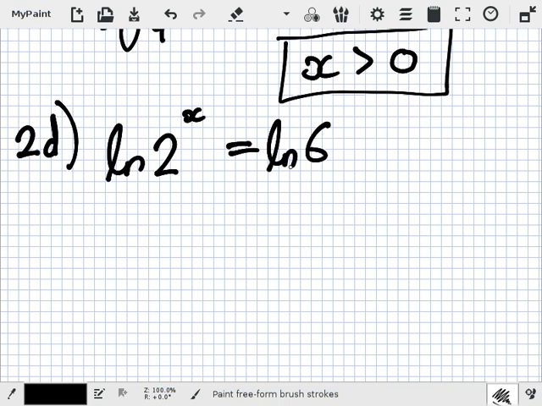Have you heard of log before? Yeah. You have it on your calculator, this log button. I think so. Yeah. Have you got your calculator with you? No. Did you have it? I did. And what happened to it? I left it in my room.